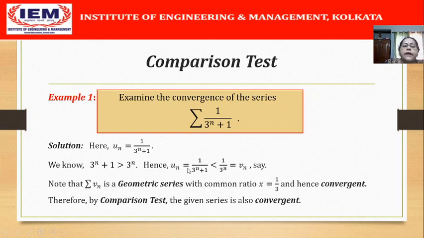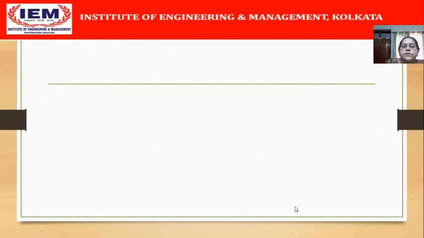So now see that we have two series sigma un and sigma Vn where un is less than Vn. And sigma Vn we have found to be convergent. So therefore by comparison test, sigma un is also convergent. Let's proceed to the next example.